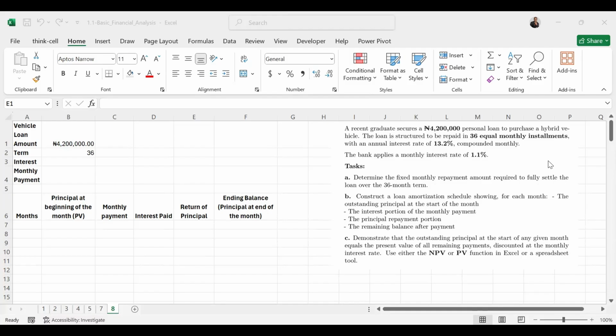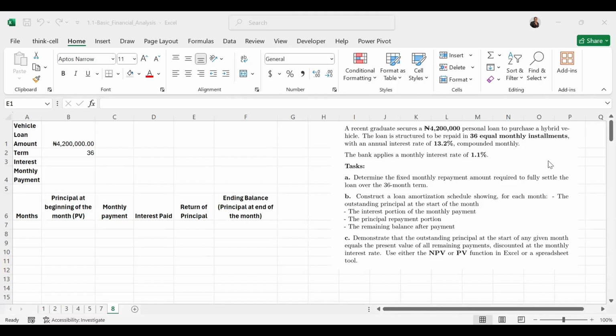So it's a financial problem and it says a recent graduate secures a 4.2 million naira personal loan to purchase a hybrid vehicle. The loan is structured to be repaid in 36 equal monthly installments, with an annual interest rate of 13.2% compounded monthly. The bank applies a monthly interest rate of 1.1%. And these are the tasks.